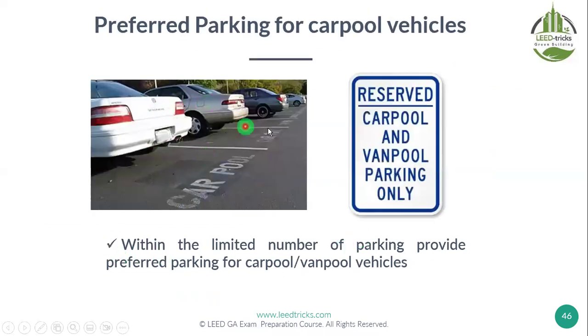Another thing in addition to the first is providing parking for carpool vehicles. A carpool is a car which is used by more than one person. So if the car is used by more than one engineer or one person, then they can park in these areas. Give advantage to cars with more than one person, carpool.